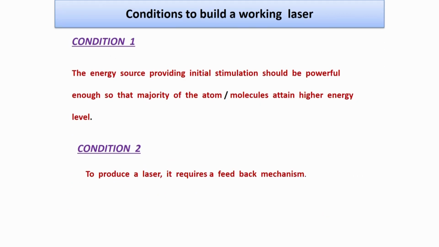So now for the stimulated emission of these photons or laser, there are two conditions which have to be fulfilled.